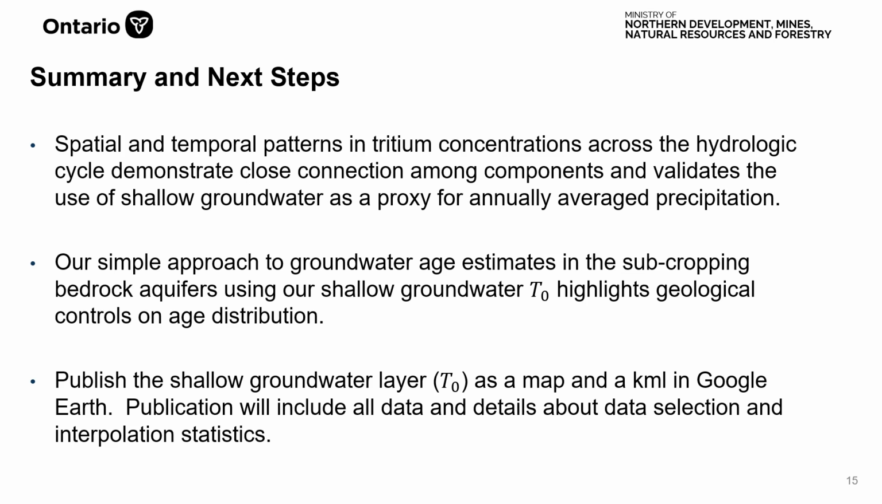So just to sum everything up, we took a close look at spatial and temporal patterns in tritium across the hydrologic cycle. We saw a close connection among those components, and that validates our use of shallow groundwater as a proxy for annually averaged precipitation and a precipitation input. So our simple approach to groundwater age estimating using our shallow groundwater T0 highlights the geological controls on age distribution in the subcropping bedrock, and it makes sense.